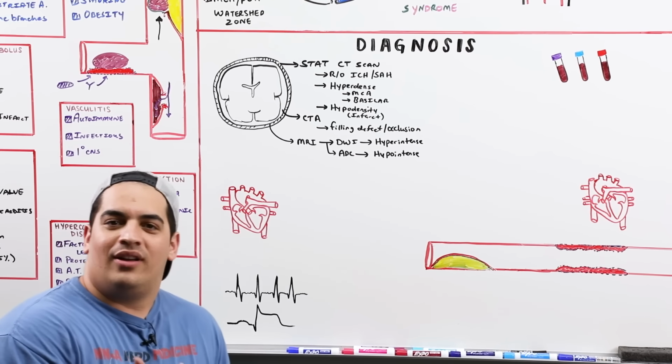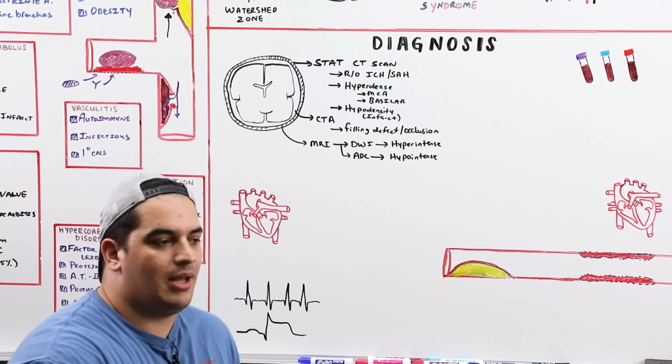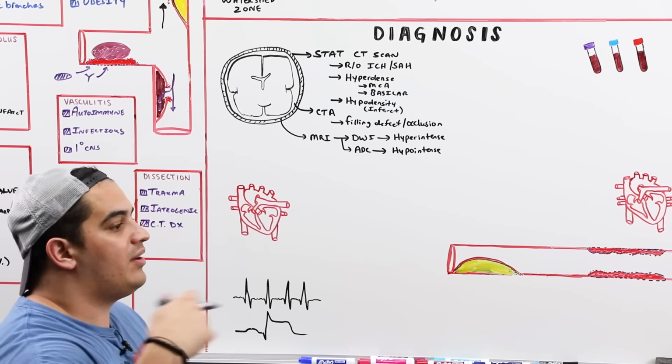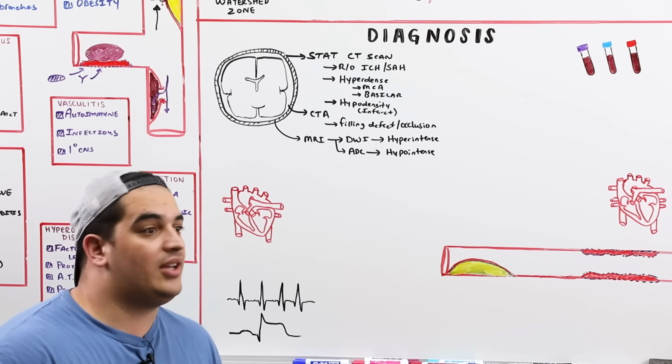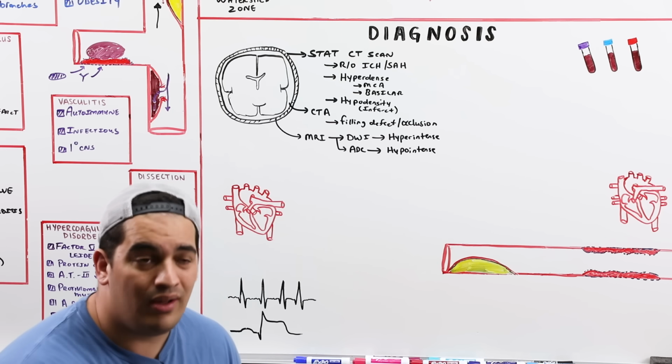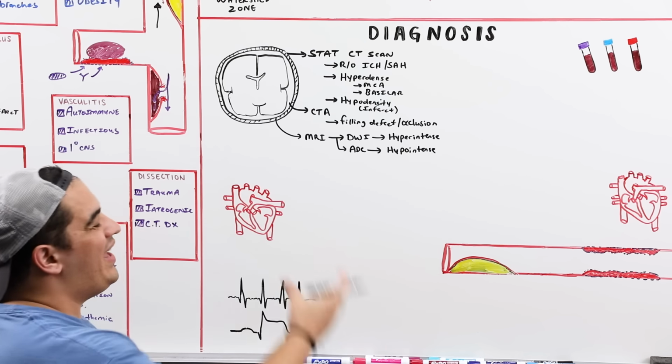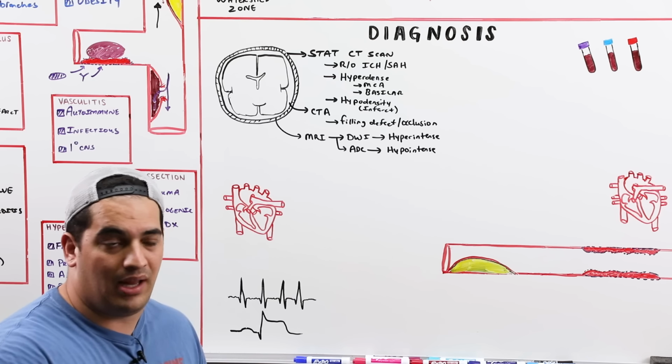But if we want to be true awesome ninja nerds, after we've diagnosed them and we started to acutely treat them, we should start thinking about what caused their stroke. Because do we want them to have another stroke in the future? No. So we got to find out what caused their stroke. And that's where the rest of these diagnostics come into play.